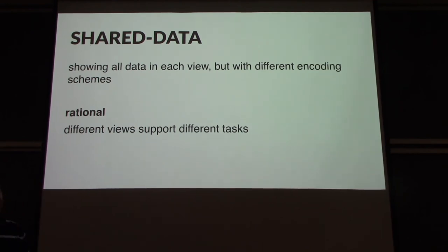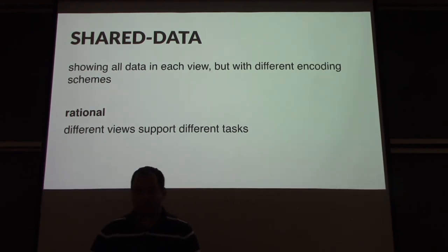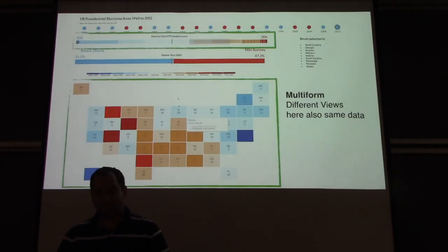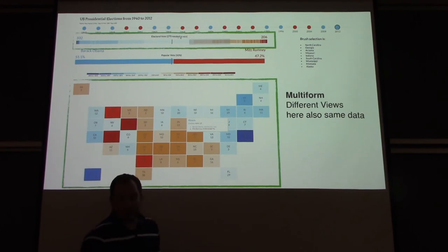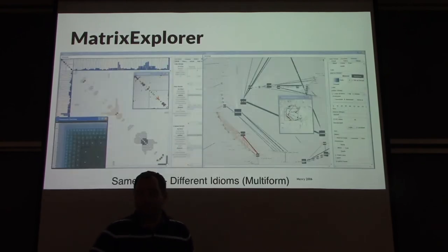When we talk about shared data, we mean that we show all the data in each view, but with different encoding schemes. And this is what we just had earlier. Well, we didn't have the geospatial information here. So this shared most of the data, but not all of the data. And the rationale here would be different views support different tasks.